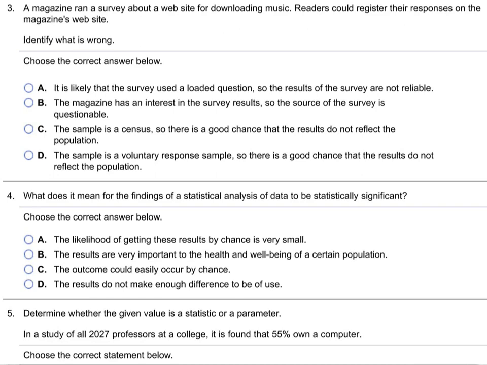What does it mean for the findings of a statistical analysis of data to be statistically significant? Here are some words. Which of those is statistically significant? A. Yeah, exactly. So it is A. The likelihood of getting these results by chance is very small. That's what statistically significant means. It's not luck. Practically means doesn't matter. You know, it only goes up by 1%. Who cares? But statistically means it wasn't luck. We really believe the treatment's doing it.